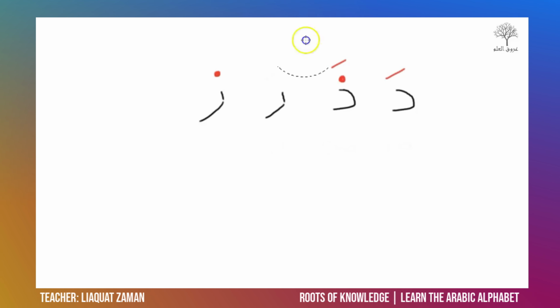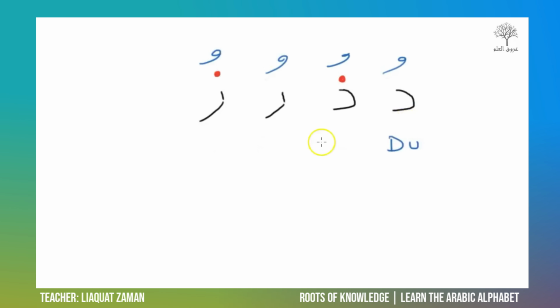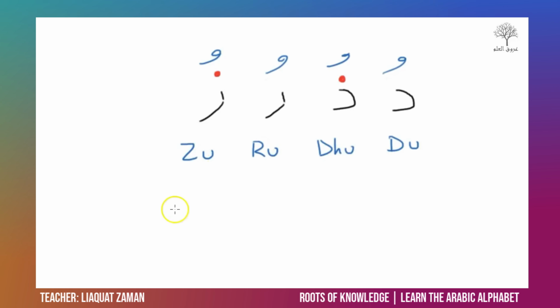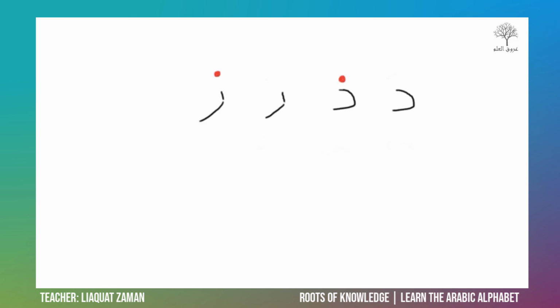Let's try it with a Dhamma. You remember what a Dhamma is? Yep, that curly symbol at the top. So how would you pronounce this with a Dhamma? Du, thu, ru, zu. Du, thu, ru, zu. Okay, and let's have a go with the final symbol, which is a Kasra.